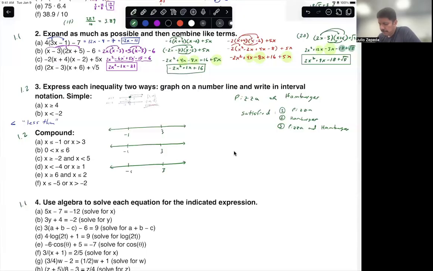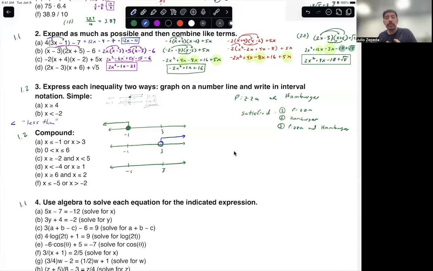Okay, so x is less than or equal to -1. We just talked about something similar in the previous problem. X is less than or equal to -1 is shading to the left of -1 and including -1. Or x is greater than 3. So there I'm going to shade to the right of 3, but not include 3 itself.